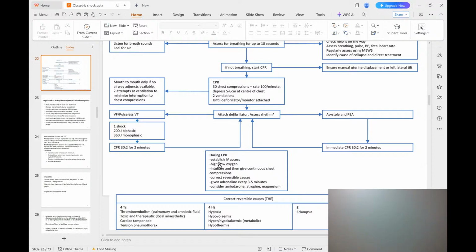And in pregnancy there is an E also. The 4Hs are hypoxia, hypothermia, hypoglycemia, and hyper or hypokalemia. And the 4Ts are thrombosis or thromboembolism, toxic or therapeutic causes, cardiac tamponade, and tension pneumothorax. And E stands for eclampsia.